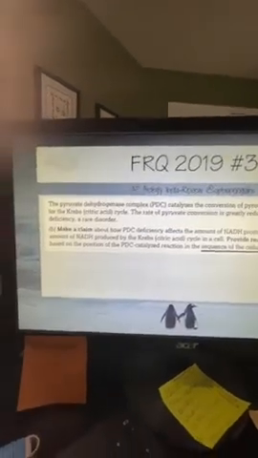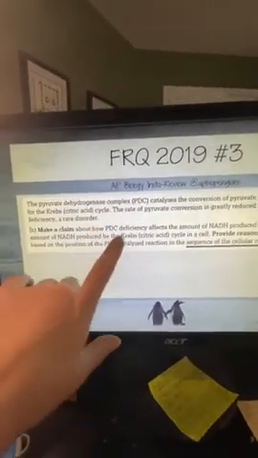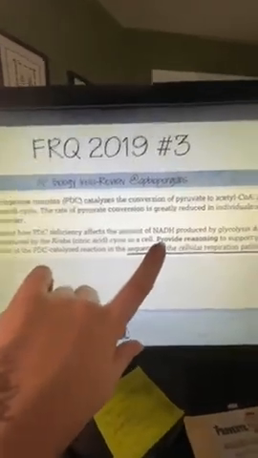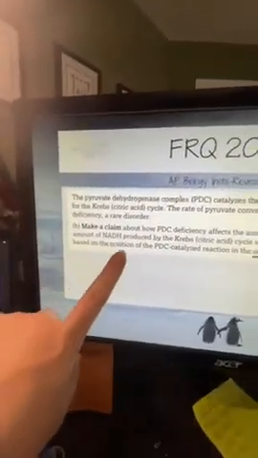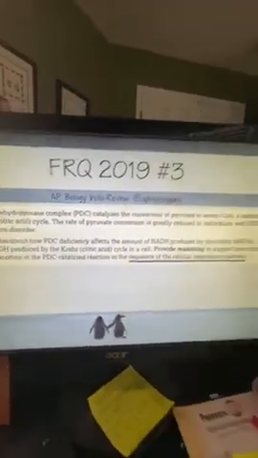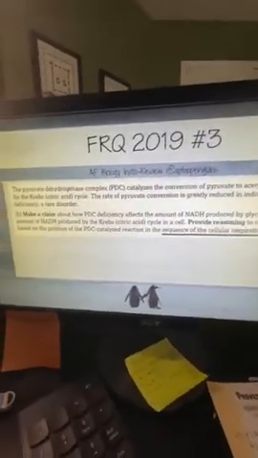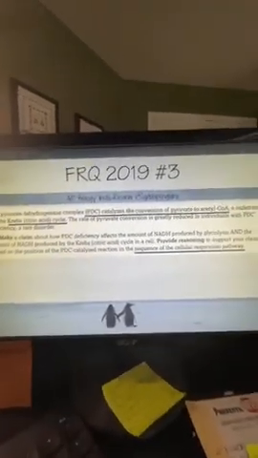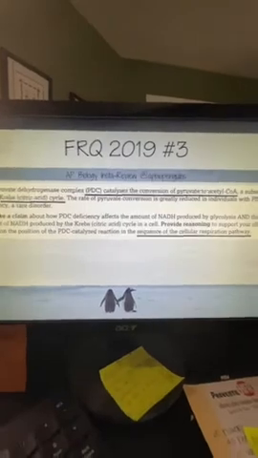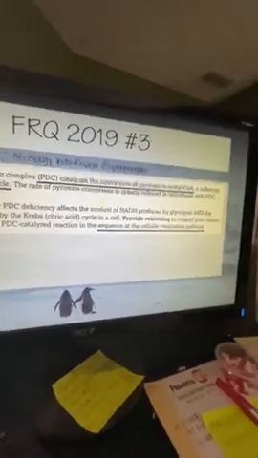So part B says to provide a claim how the PDC deficiency affects the amount of NADH produced by glycolysis and by the Krebs cycle in a cell. Provide the reasoning to support your claim based on the position of this in the sequence of the cell respiration, right? So we already know that this works in the Krebs cycle, okay? So let's think for a second, right?